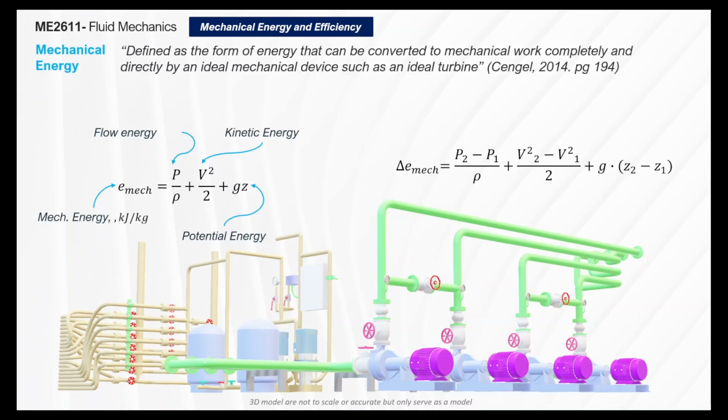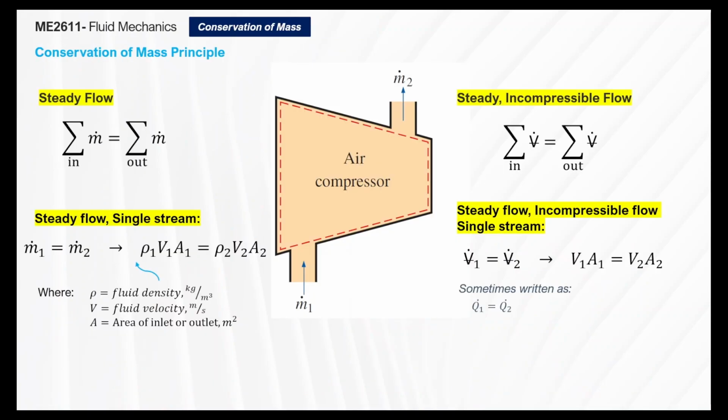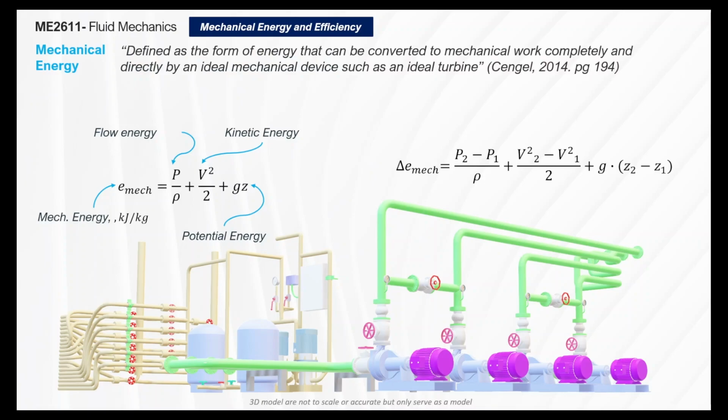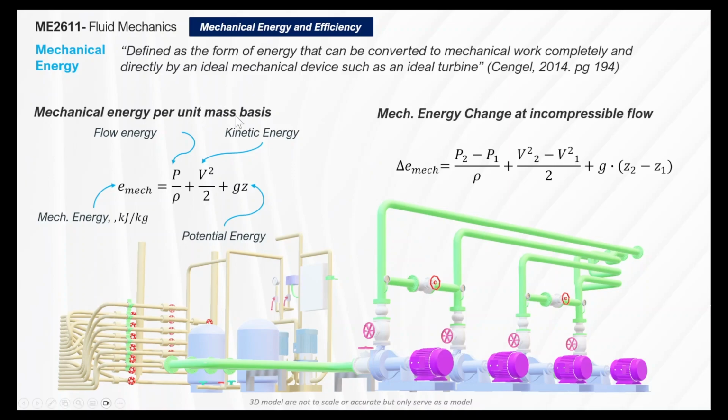So again, let me just go back here, just a recap. We're jumping now from conservation of mass principles, and now we're going to apply it to mechanical energy and efficiency. This is the equation for the mechanical energy, and later it will be expanded further into Bernoulli's equation. The unit for mechanical energy will be kilojoules per kilogram. This is basically an energy form on a per unit mass basis. This equation is a representation of two different points and understanding the change in mechanical energy. So this is mechanical energy per unit mass and mechanical energy change at incompressible flow.